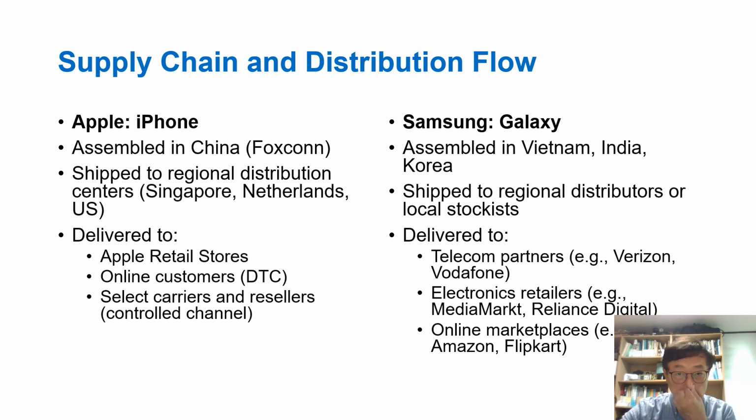The Samsung Galaxy is assembled in Vietnam, India, and Korea, shipped to regional distributors or local stockists, and delivered to telecom partners like Verizon in the USA and Vodafone in Germany, and electronics retailers such as MediaMarkt and Reliance Digital. Online marketplace examples are Amazon and Flipkart. So they are different distribution strategies.